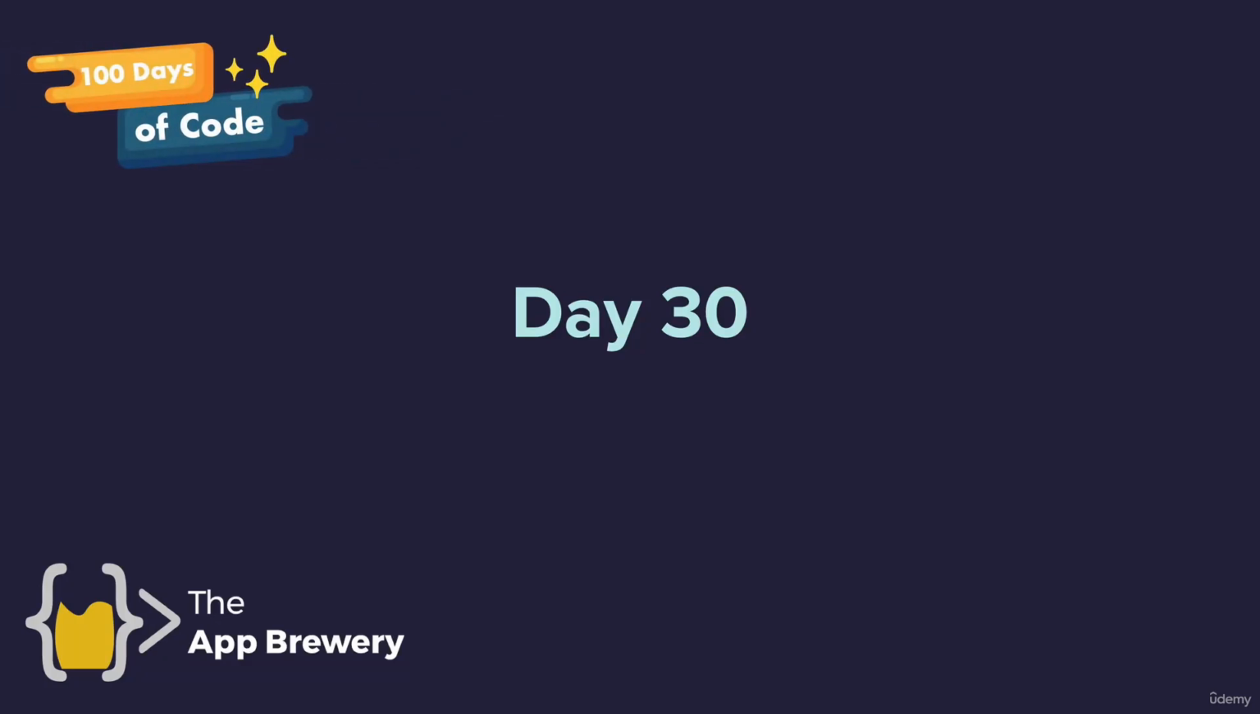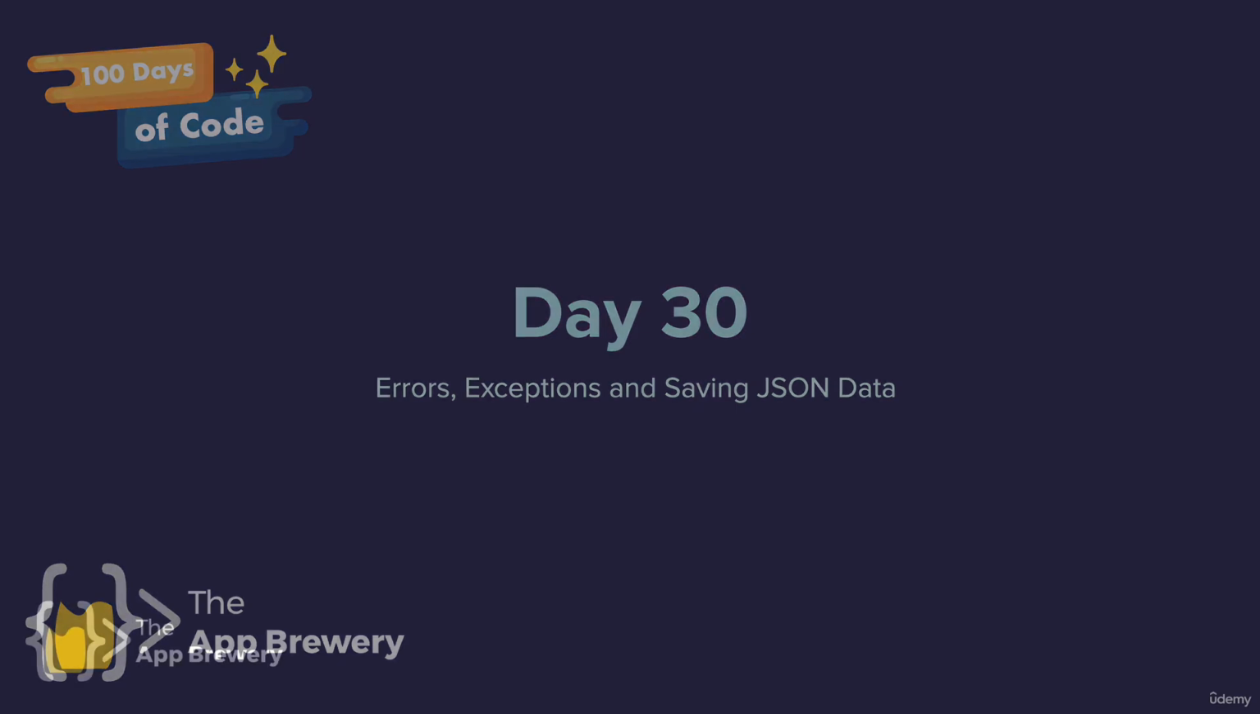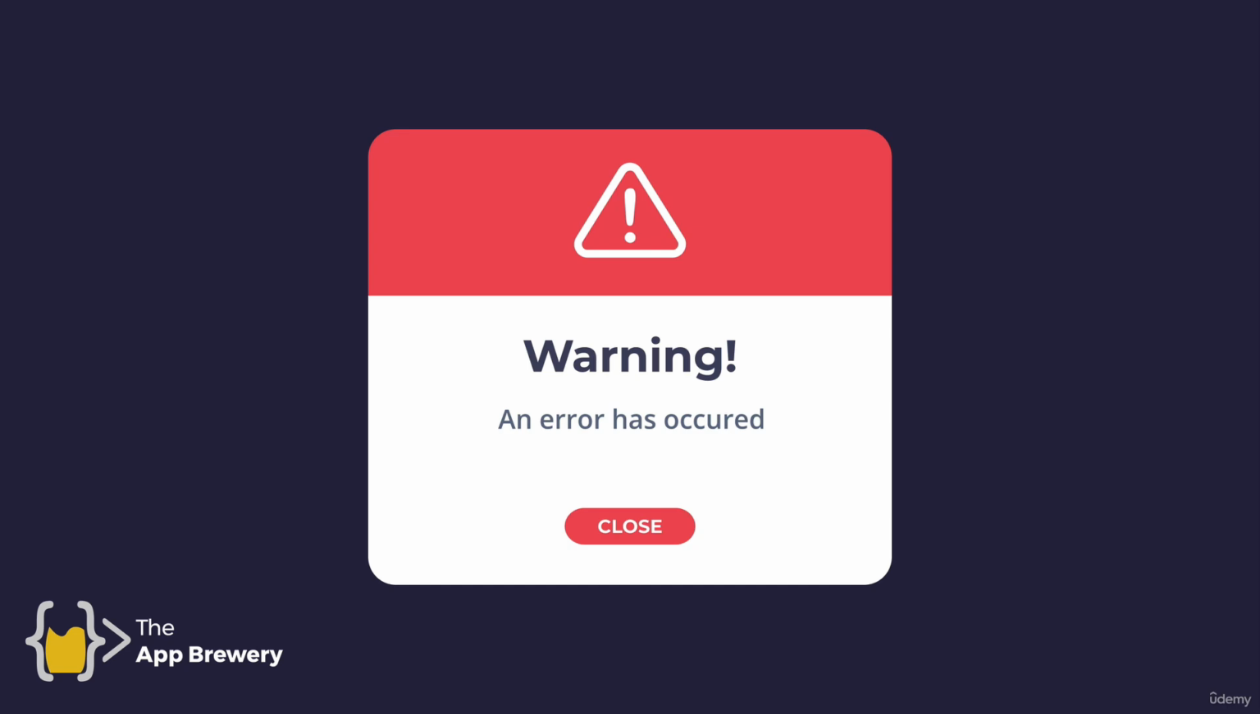Today is day 30, and to mark this milestone, we're going to be learning about some more advanced Python topics, such as errors, exceptions, and also how to save and load JSON data. So that's all yet to come. First, we're going to be taking a look at some of the errors we've been getting and how to avoid crashing our app by handling those errors.